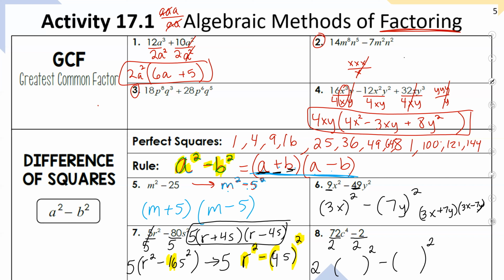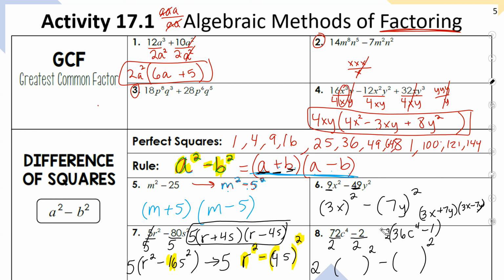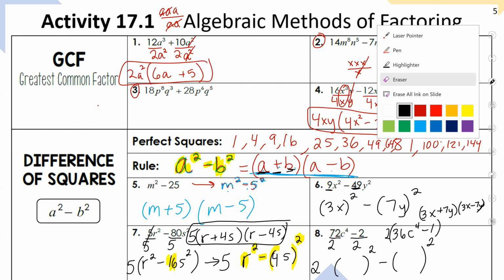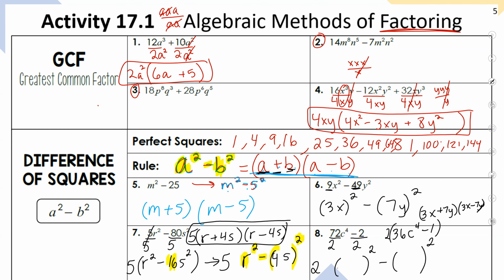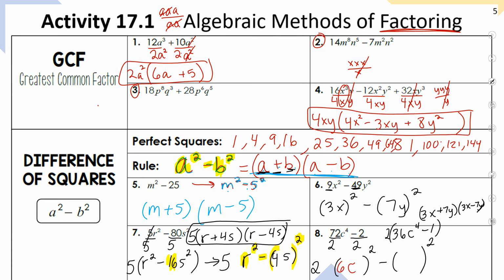Okay, number 8, y'all did a great job. So what's 72 divided by 2? 36. So this becomes 36c to the 4th. 2 divided by 2 is just 1. And then, let me squeeze a little 2 on the outside. Okay, so this is what we have. This is how we rewrote it. So that 2 stays on the outside. How can I rewrite 36 so that I can get a square? 6, good, because 6 squared is 36. And what do I put on this c, so that'll be a c to the fourth.